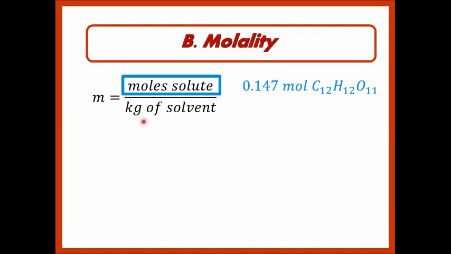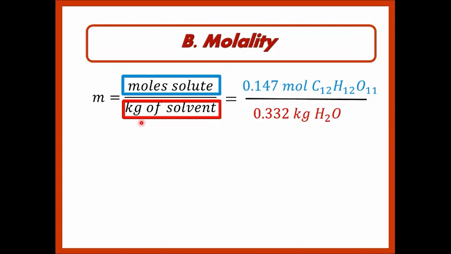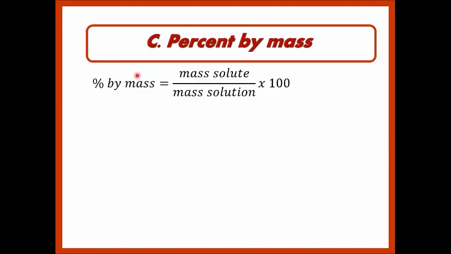And in the initial problem, we're actually given the kilograms of solvent, which is 0.332 kilograms of water. We now have the two components that make up molality, so we can take the ratio of these two values and determine the molality to be 0.443.